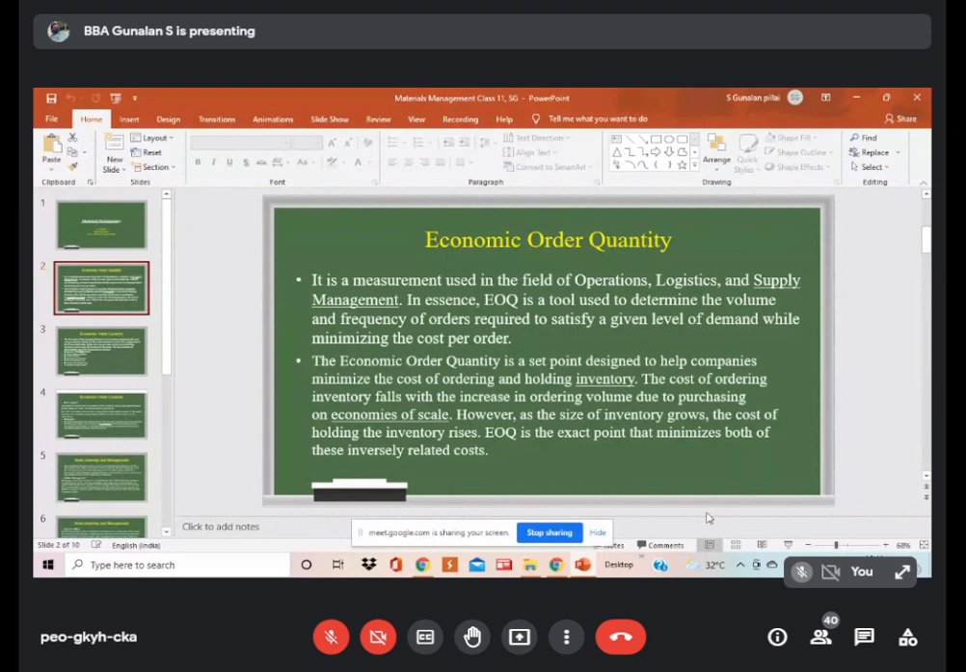Determine the volume, how much of a product should be stored in the store, and the frequency of orders, within how many days interval this product has to be ordered, required to satisfy a given level of demand while minimizing the cost per order.